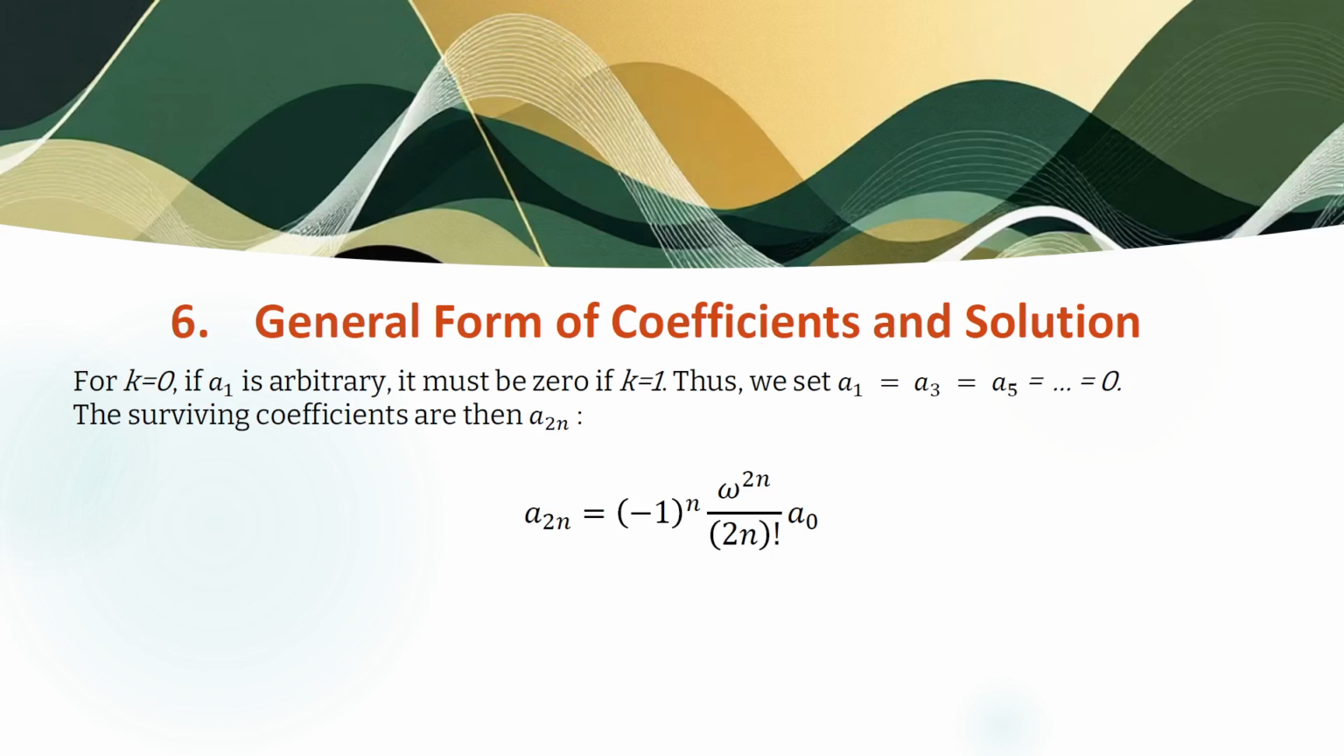So that's it for this video. For our next video, we will be solving the general form of coefficients and the solution for our problem by making use of the relation that we have just found in our 5th step, that is a sub 2n is equal to negative 1 quantity to the n times omega to the 2n over the quantity 2n factorial times a naught.